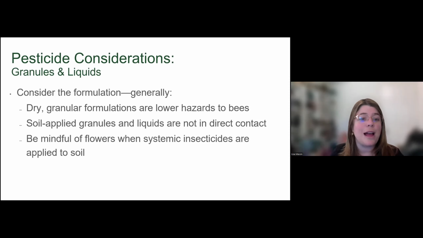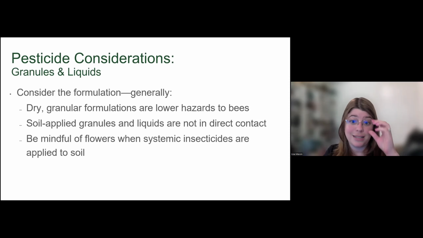In general, dry granular formulations are going to be lower hazards to bees. So when we think about like the carbaryl baits, carbaryl is highly toxic to bees, but when you're applying it in that bait form on the ground, it's not on those flowering plants. And so generally the dry granular formulations are considered to be lower hazards to bees. And again, you'll want to be mindful of those systemic insecticides.